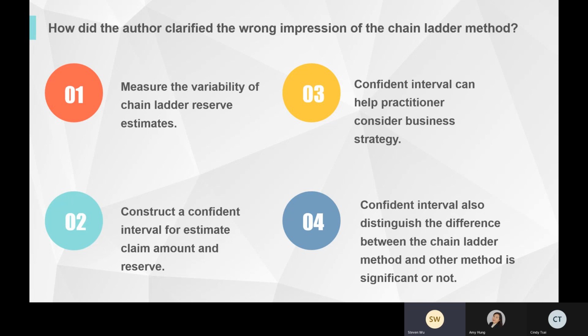The chain ladder algorithm has some far-reaching implications. These implications allow us to measure the variability of the chain ladder reserve estimate. With the help of this measure, it's possible to construct a confidence interval for the estimated claim amount and reserve. Such a confidence interval can help practitioners consider business strategy. It can also distinguish whether the difference between the chain ladder method and other methods is significant or not.